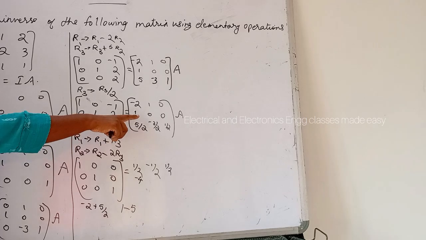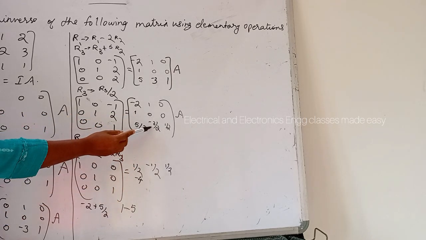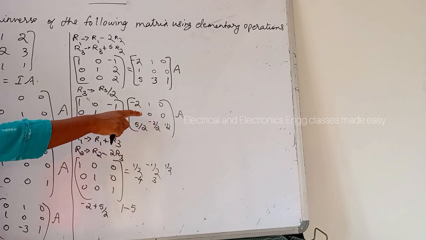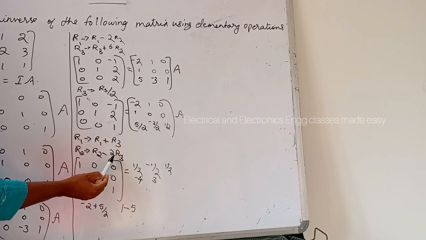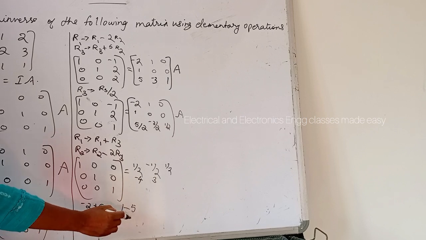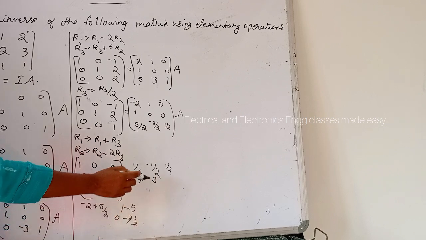Then 0 minus 2 times this one. So 0 minus means it is plus, 0 plus 3. So it is 3. Then next is 0 minus 2 into R3. So 0 minus 2 into 1 by 2. So here we will get minus 1.